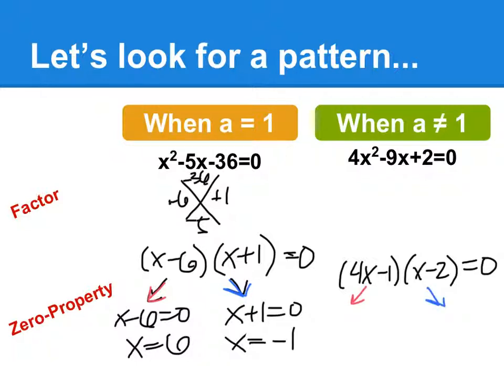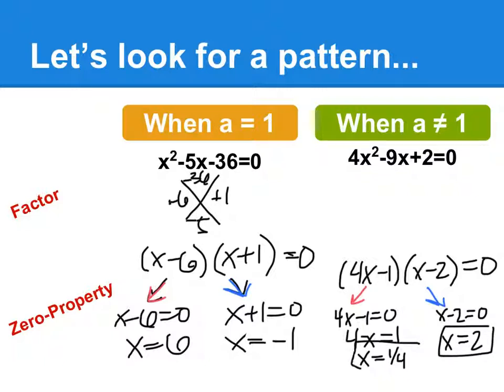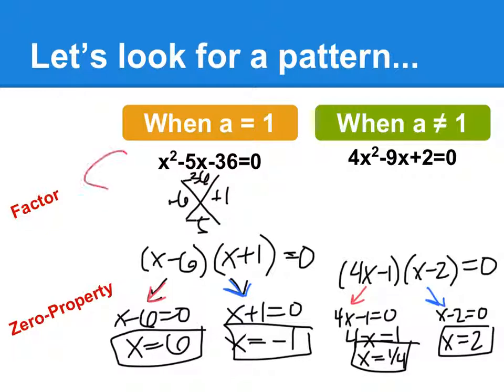Same exact thing. So we just have 4x minus 1 equals 0. 4x equals 1, or x equals 1 over 4. You're going to have a lot of fractions sometimes with these. This one, x minus 2 equals 0, or x equals 2. Similar procedure, almost the exact same thing. The only thing that's going to be different is this part right here. Factoring is the only thing that's different. Everything after that is exactly the same.